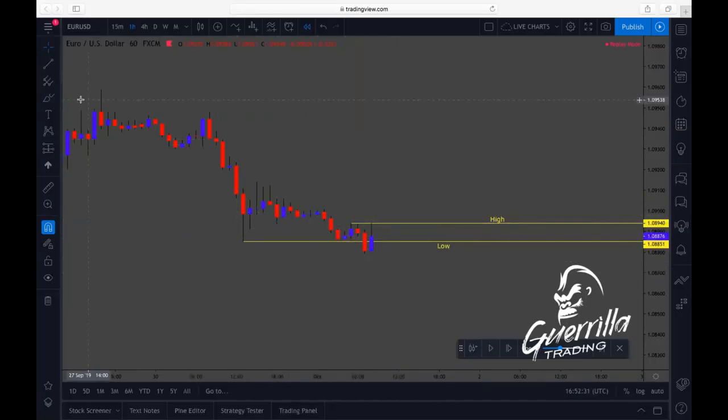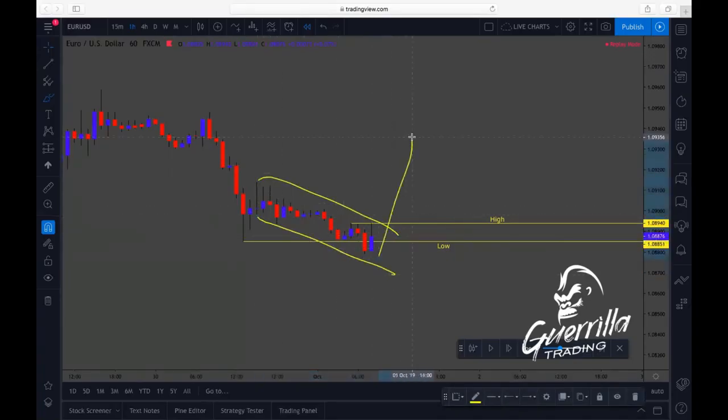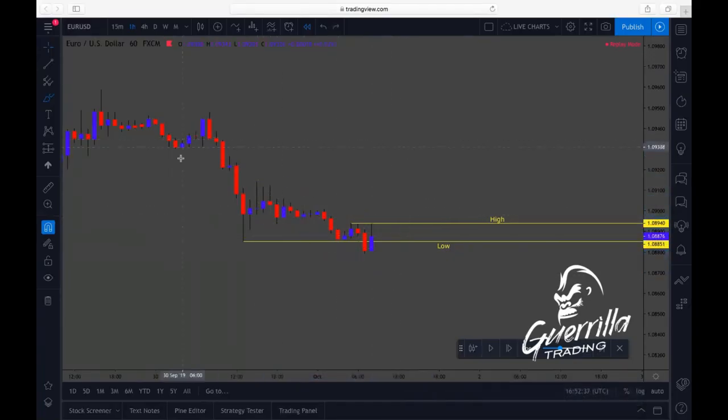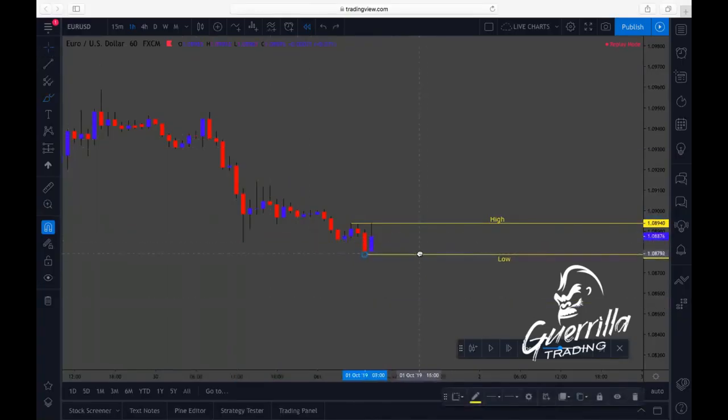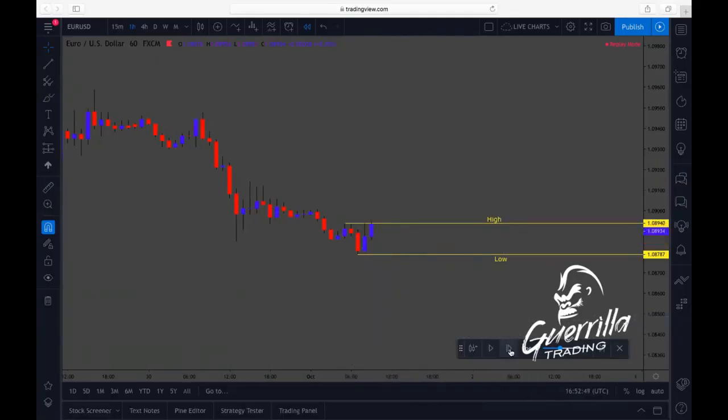Okay, so you can see now that this descending nature, we're more likely to go up than down. Now that we broke this low, we need to move our lows down to here. And see now what happens next. Are we going to take out this high and retrace, or are we going to get some sort of impulse?